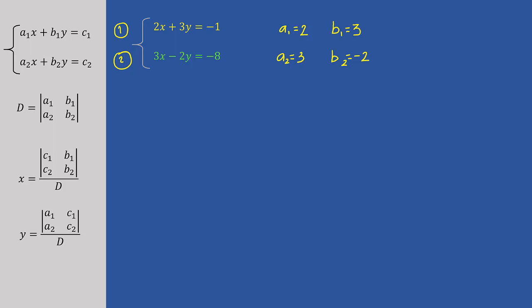Okay, now let's go with our constant numbers, which are C. C1, of the first equation, would be -1, and C2, of our second equation, is -8. Okay, now that we know which ones are A, B, and C, we are going to first calculate the determinant of the system, this one. So the formula says that D equals, now we open our first bar, A1, we have it here, 2.